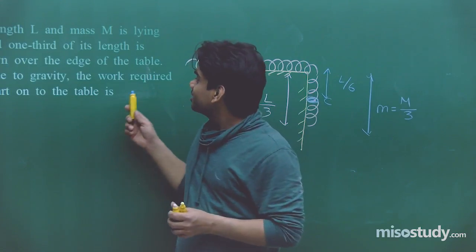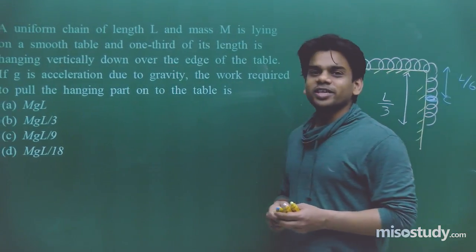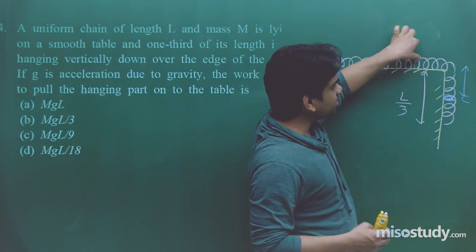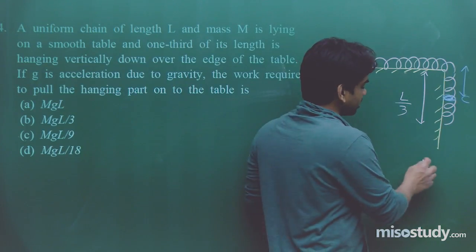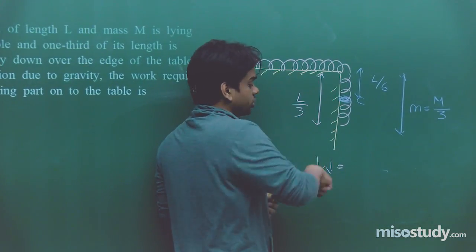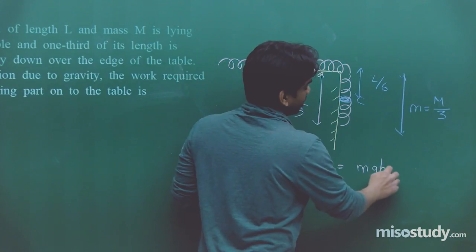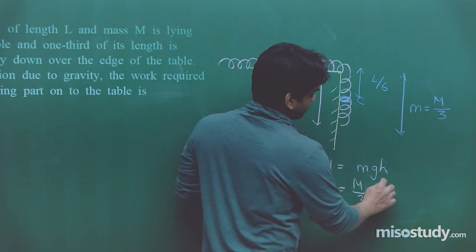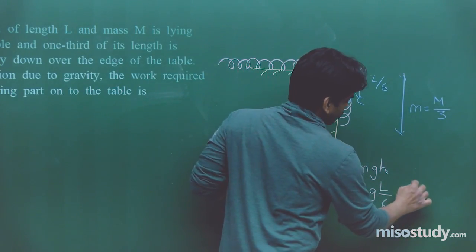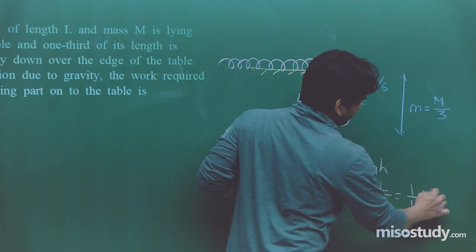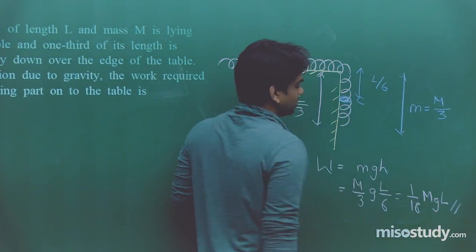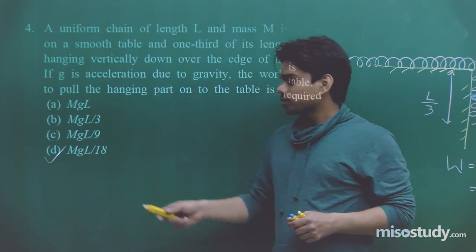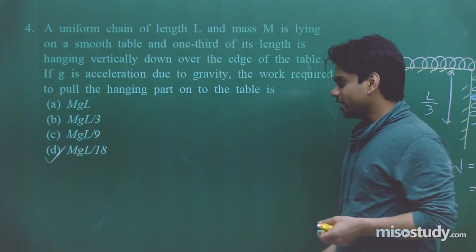Now it says the work required to pull the hanging part onto the table. So you can think that you will be lifting a point mass from this point onto the table. So work done will be equal to increase in potential energy, that will equal mgh. The mass is M/3, then g, and h is L/6. So 1/18 MgL. This is the answer for this problem, 1/18 MgL. So option D is the right answer.